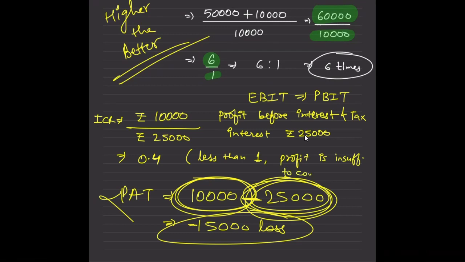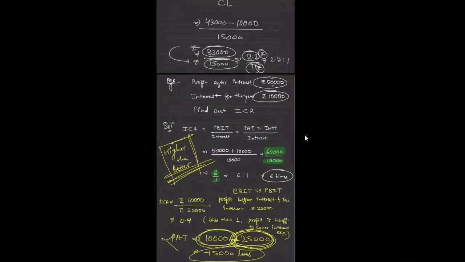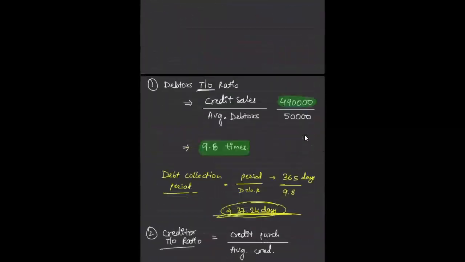it means profit is insufficient to cover the interest expense. Because if you are not able to pay the interest, you won't be solvent in the short term as well as in the long term. You are earning the profits, but still it is not enough to pay off your debts. Okay, so this ratio is always, the higher the better. Okay, moving on.